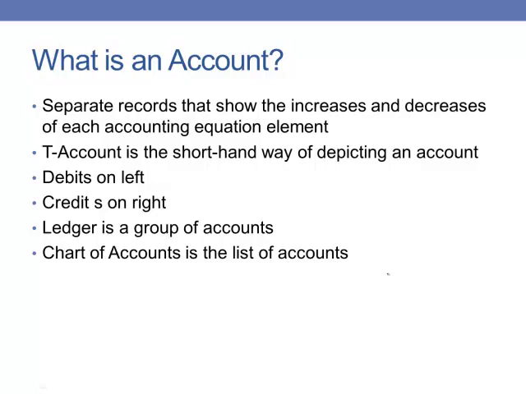A T account is a shorthand way of depicting an account. And can you guess? It looks like that. So we're going to say this is a cash account. And we're going to put all increases over here and all decreases over here. And we're going to get a balance at the bottom. If we add up all the pluses, subtract the minuses, and we get $1,000, that's what we would put here. If we add up all the pluses and subtract the minuses and have a negative number, we would put it here. That would be bad though, right?